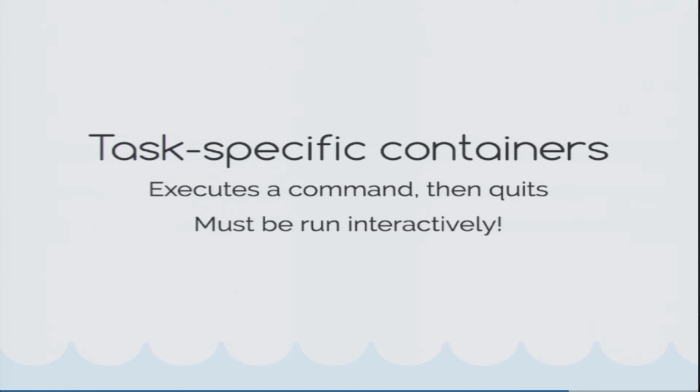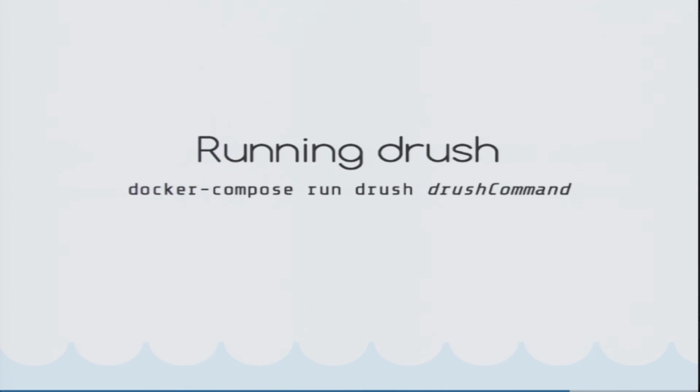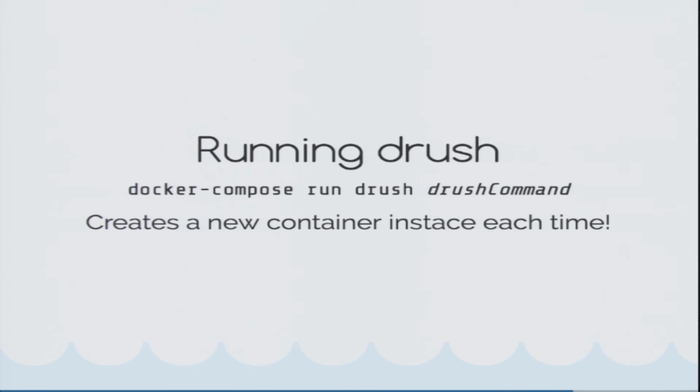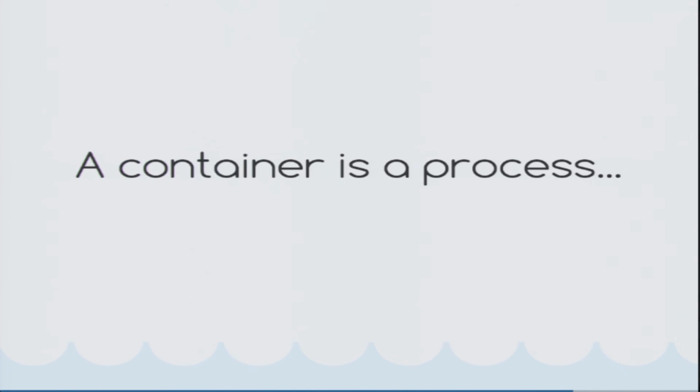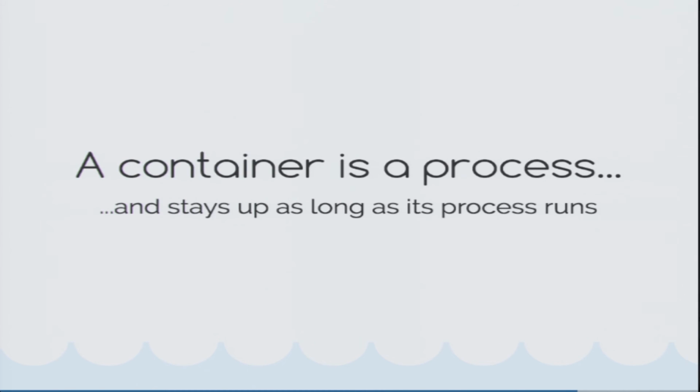And it must be run interactively. So to run the Drush command, what we're going to do is a Docker compose run, Drush, and then we specify the Drush command. This is our container name, and this is the command. And this actually does create a new container instance each time, but it's really small. It's not going to completely eat up your hard drive. Remember that a container is just a process, and it will stay up as long as its process does. So once that Drush container is finished doing its work, it stops.